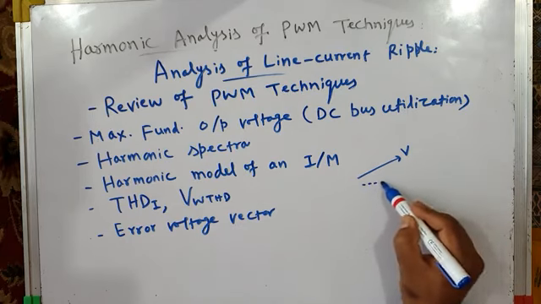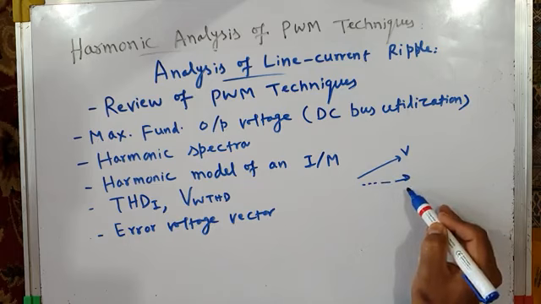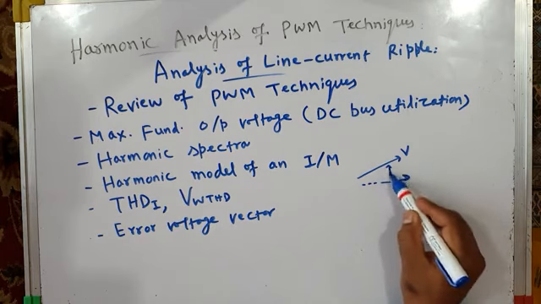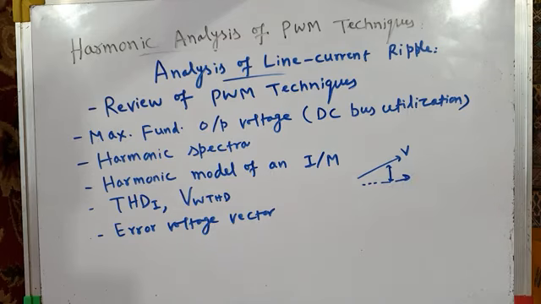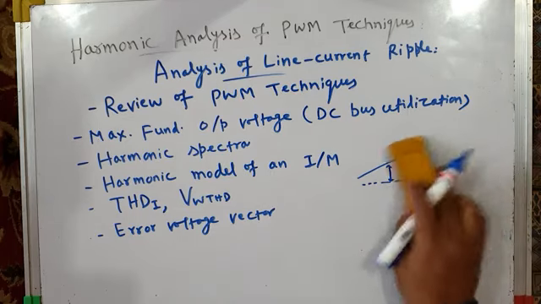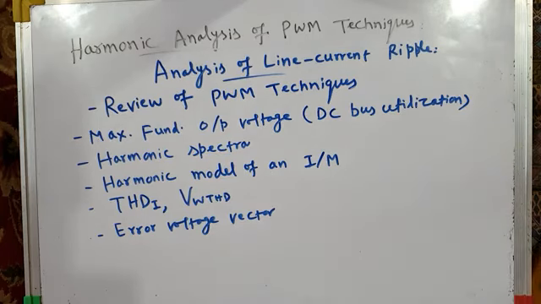Maybe your actual voltage vector is something like this. So therefore, there is an error between the desired voltage vector and the actual voltage vector. We will study that error between the desired voltage vector and the actual voltage vector which is applied across the motor terminals. Okay, and we will see the effect of different PWM techniques on this error voltage vector.